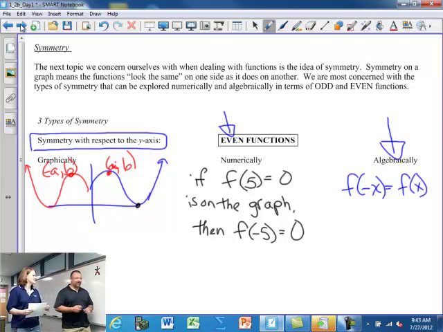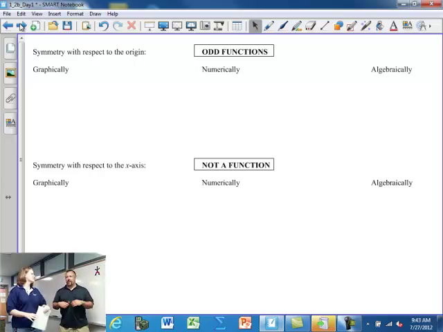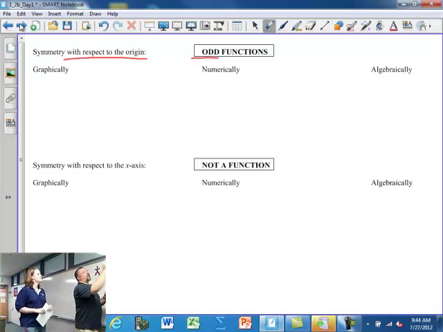Next one. What if it's odd? Odd functions are symmetric with respect to the origin. Odd is origin, symmetric about a point. You're not flipping anymore. You're actually flipping over the x and y axis, or rotating. You're spinning around. That's the definition of a rotation from geometry.